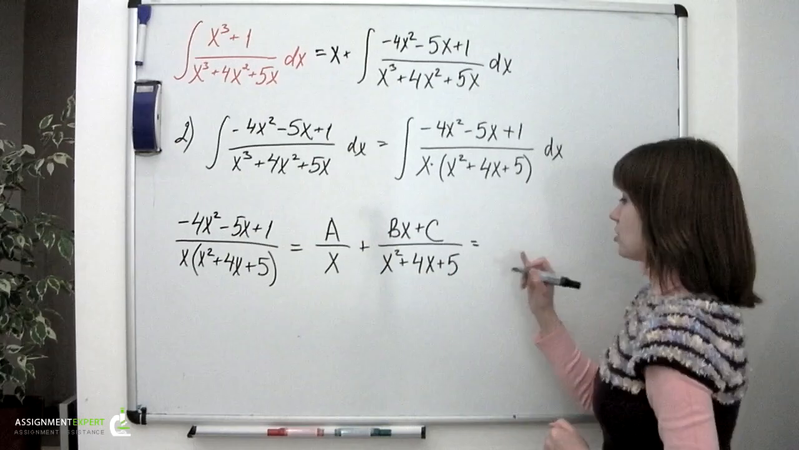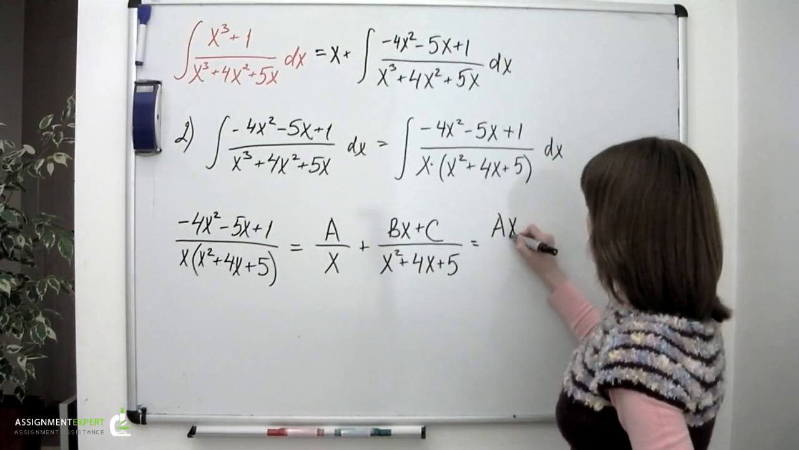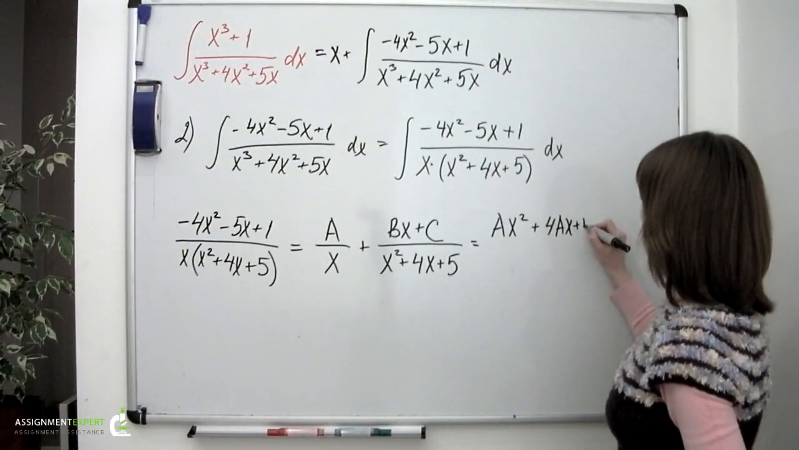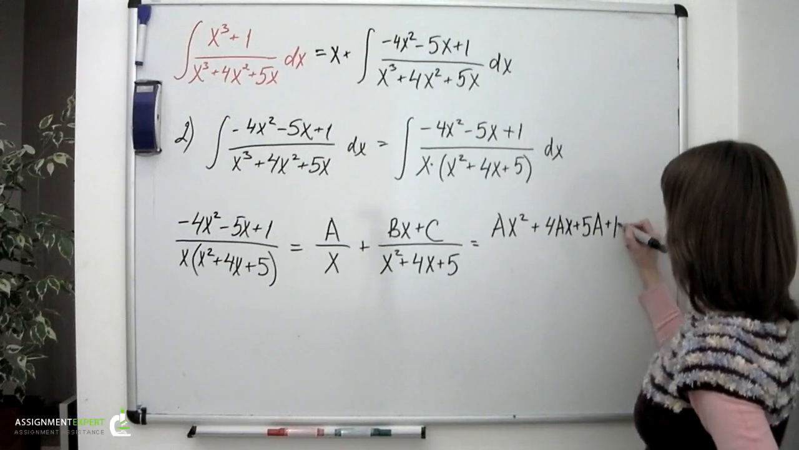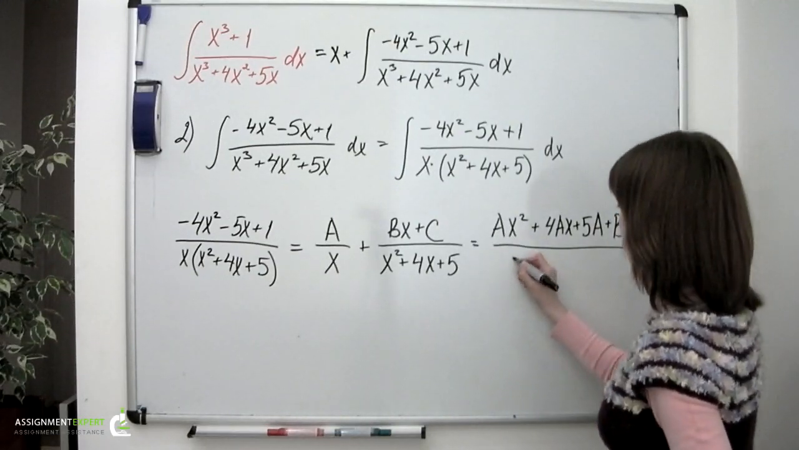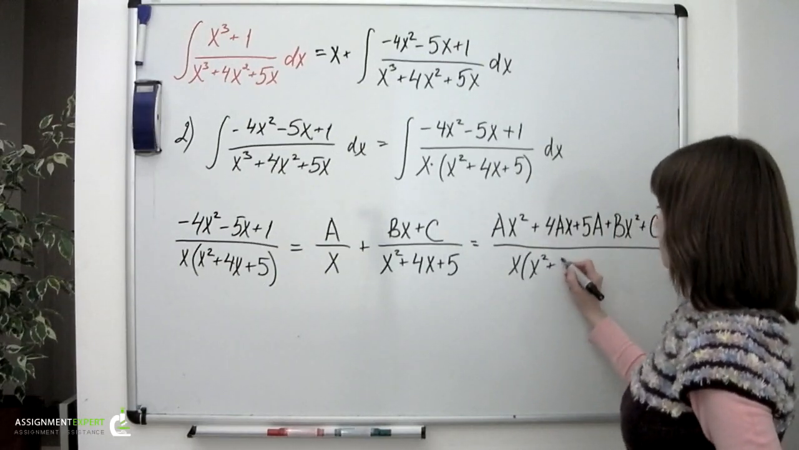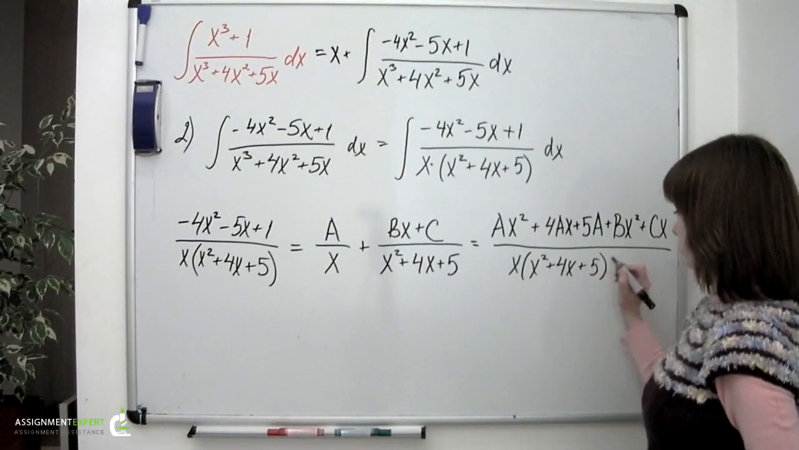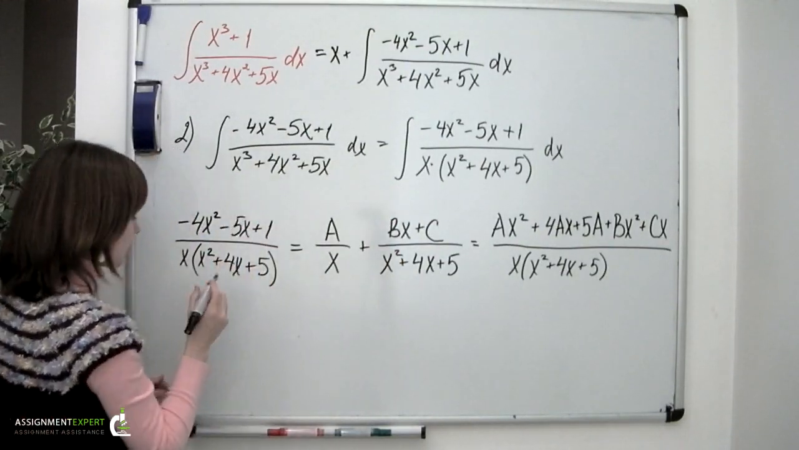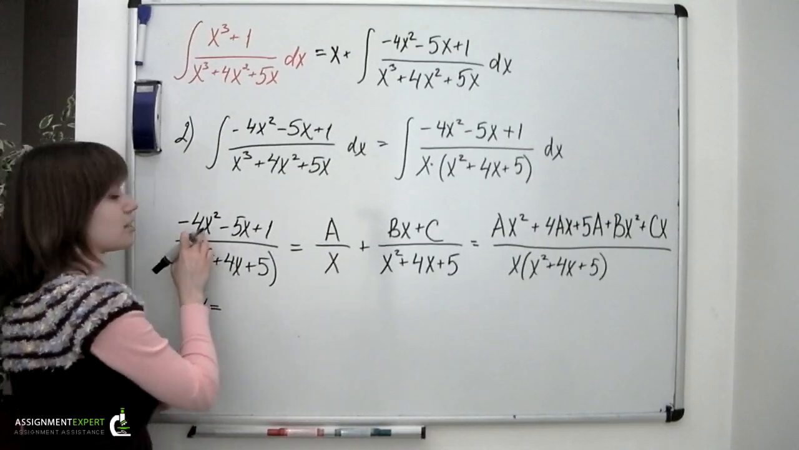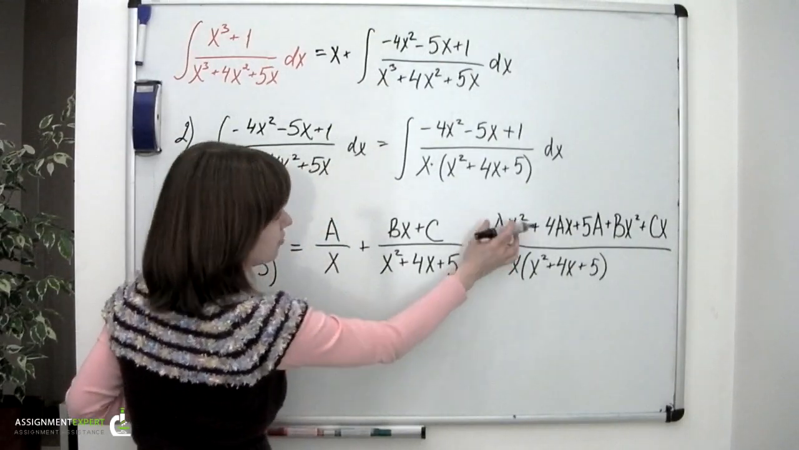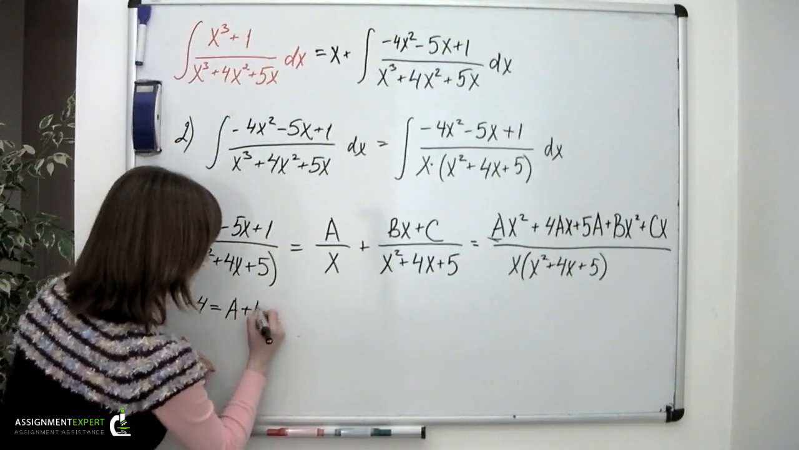Now let's reduce them to the common denominator, and we'll have a times x squared plus 4a times x plus 5a, and then we'll have b times x squared plus c times x over x times (x squared plus 4x plus 5). Now let us equate the coefficients standing next to the x's with the same degrees. So we have negative 4, the coefficient standing next to the x squared, is equal to a plus b.